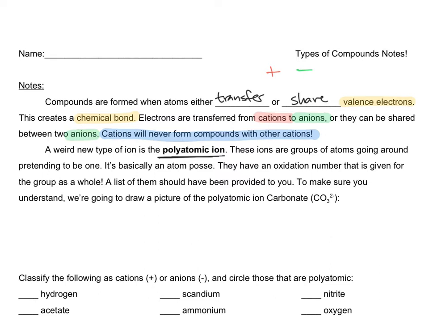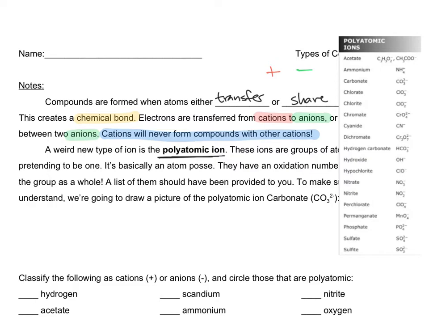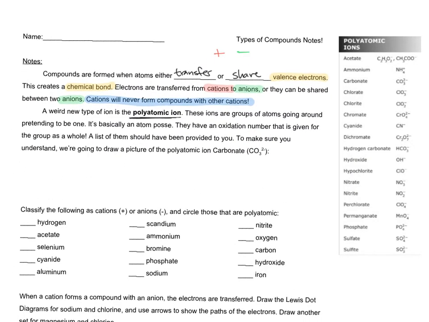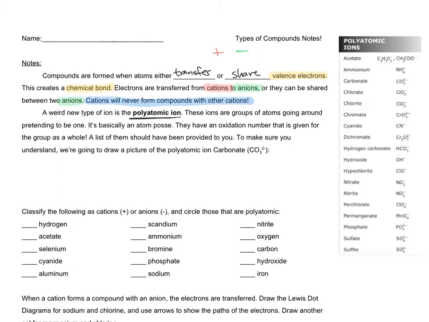And there should be a list in your reference materials, somewhere in your Google Classroom. Your teacher should have provided you somewhere, somehow, a list of polyatomic ions. If they did not, please email them, get them to send one to you. It should look a little something like this thing I have on my page over to the right. It says polyatomic ions at the top. It's got a list. We're going to look at carbonate here, which is right here on the list.